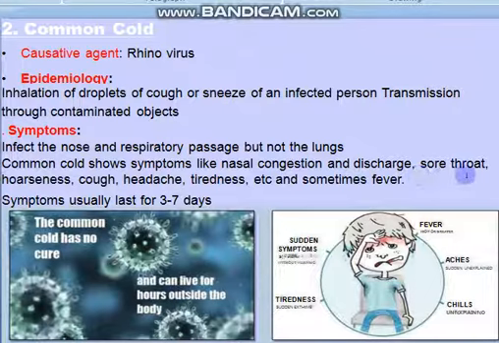There is a sore throat, there is hoarseness, and then there is cough, headache, tiredness, and sometimes fever may occur in common cold. These symptoms usually last for 3 to 7 days, and the virus responsible for the common cold can live in the environment outside the body for many hours.